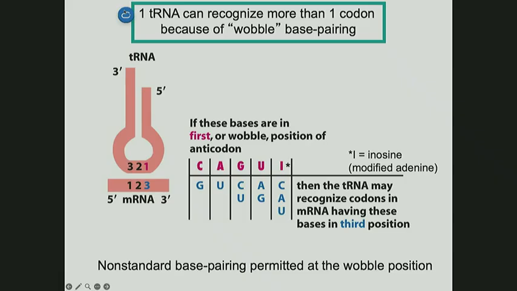So what does that mean? You use this kind of chart here to determine if in the 1 position I have a U, for example, then in my mRNA codon at the 3 position, I could have an A, that's the standard base pairing that we'd expect, but also G is allowed at that position. So a tRNA is able to base pair to either one of those positions.